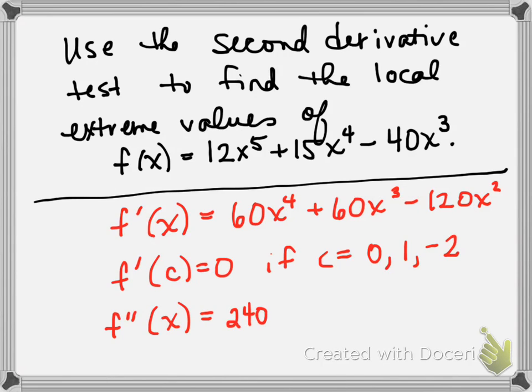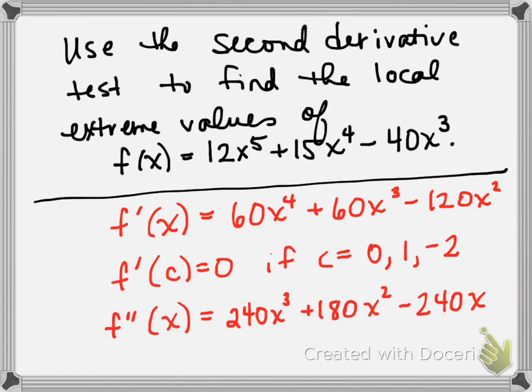So 240x cubed plus 180x squared minus 240x. And then it says if the first derivative is 0 and the second derivative is positive, we have a local minimum. If the first derivative is 0 and the second derivative is negative, we have a local maximum. And if the first derivative is 0 and the second derivative is 0, the test is inconclusive. It doesn't say that nothing happens. It doesn't say that one or the other happens. It just is inconclusive. We need to do something else.